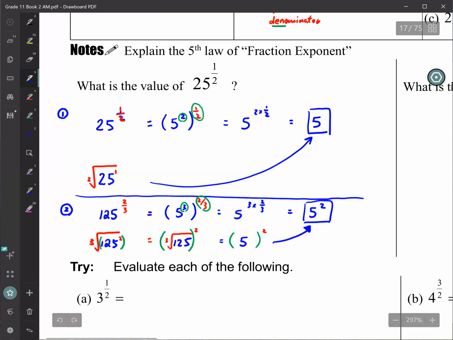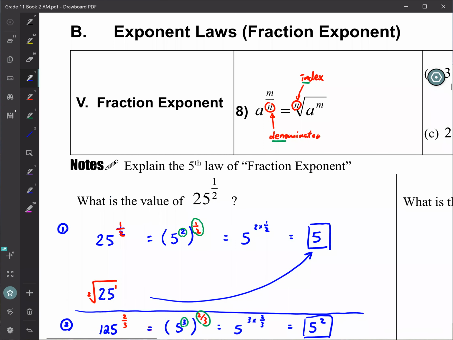Okay, so these are just 2 examples to show you why the fraction exponent does the same thing as a radical. A radical could be a square root, could be a cube root, even the fourth root, depending on whatever the denominator is. So just remember the rule here: denominator becomes the index. As long as you figure out it's the denominator that goes outside, not the numerator, then the rest will be easy.